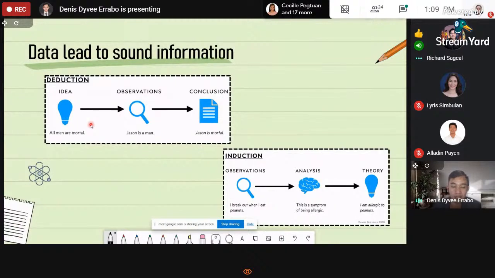So earlier, I said that the second and the third steps of data generation are deduction and induction. Deduction can be done by facilitating a simple idea, and this idea can be verified through observation to generate a sound conclusion. While induction typically begins with observation, and then this is backed up by our analysis of the empirical observation, why it happens or how things happen, and then it can actually create theory.